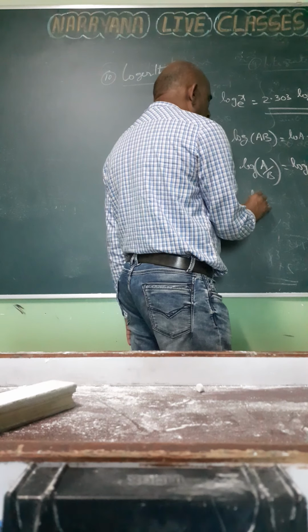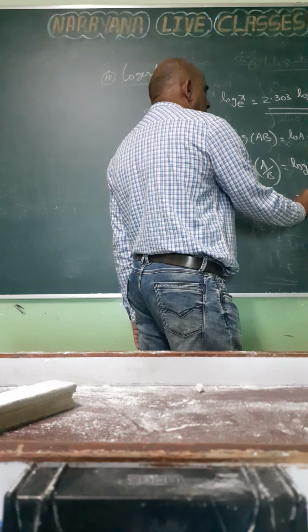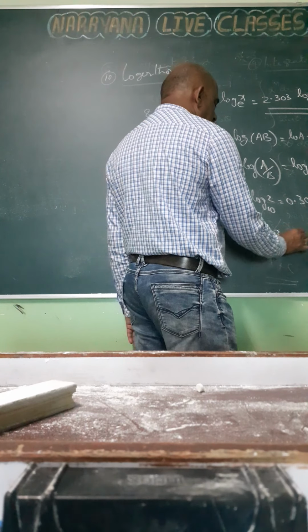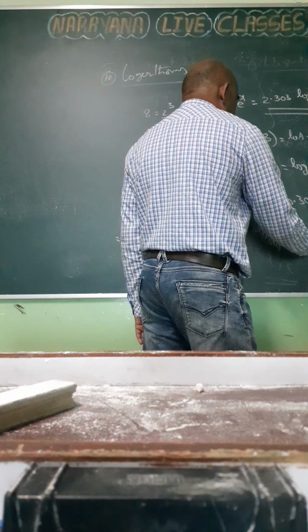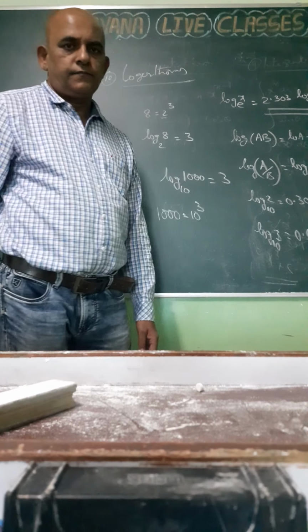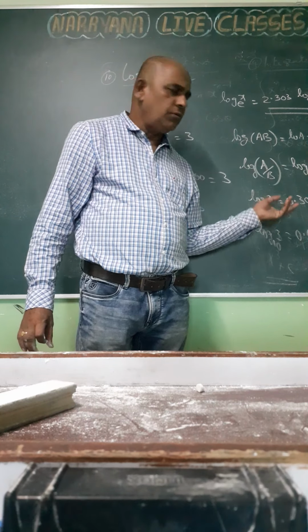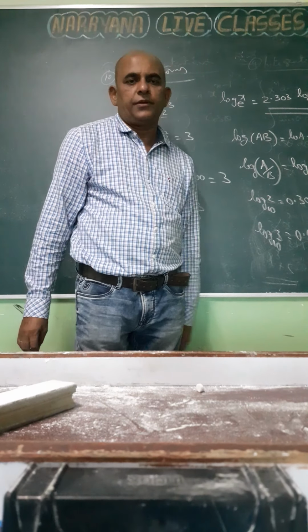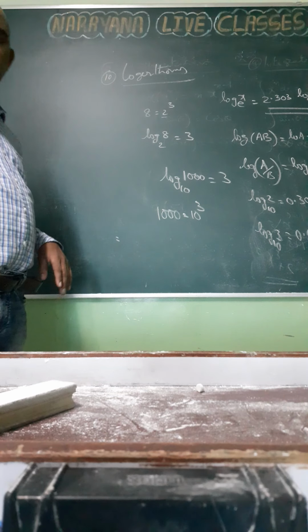And log 2 base 10 is 0.3010. Log 3 base 10 is 0.4771. These two values generally will not be given in the exam, so you have to remember log 2 base 10 and log 3 base 10. So this is concept number 10, logarithms.